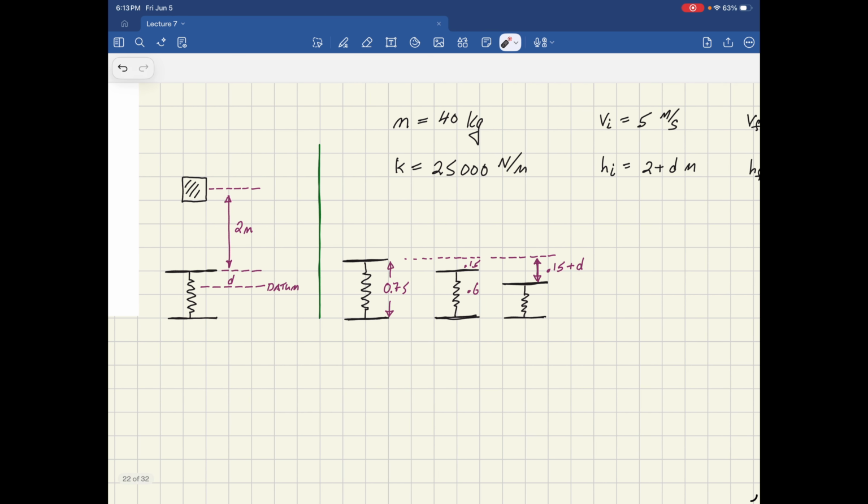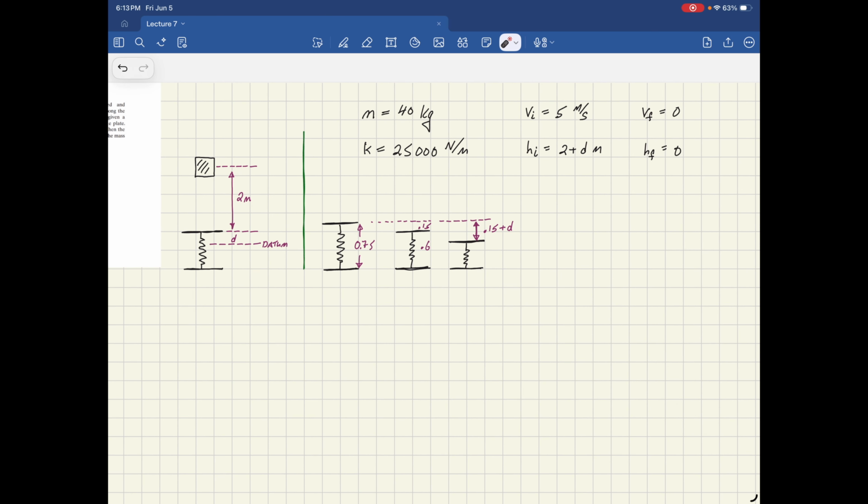But let's take a look at these three diagrams here. So this is what this spring would look like in its unstretched state. We're looking at it right now where it's been compressed 0.15, and here's 0.6. And what we're looking for is this situation where the spring will be compressed 0.15 plus D. So when we're looking for the final amount of energy stored in the spring, it's going to be 0.15 times D.